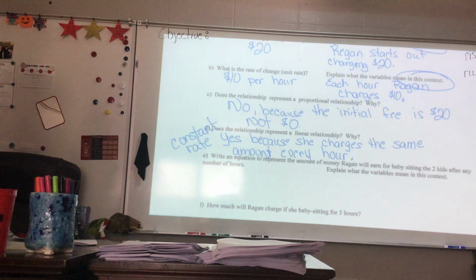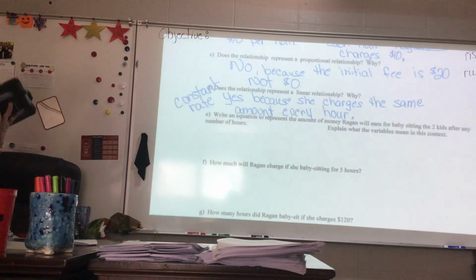Part E, write an equation to represent the amount of money Reagan will earn for babysitting the two kids after any number of hours. So, anyone want to try the equation? Yes, sir.